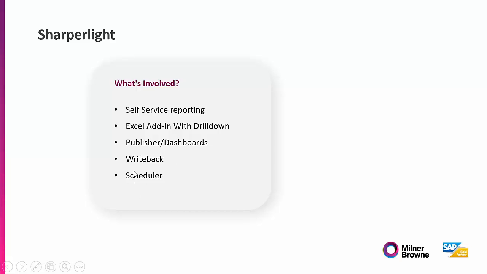And the last bit is that we also have a scheduler option. In a scenario where, for example, you have more than five Sharperlight user licenses, you get the scheduler for free, where you can automate the sending of the reports. If you want to send them daily or weekly, you can send them automatically as PDF or as Excel to the relevant members within the organization.